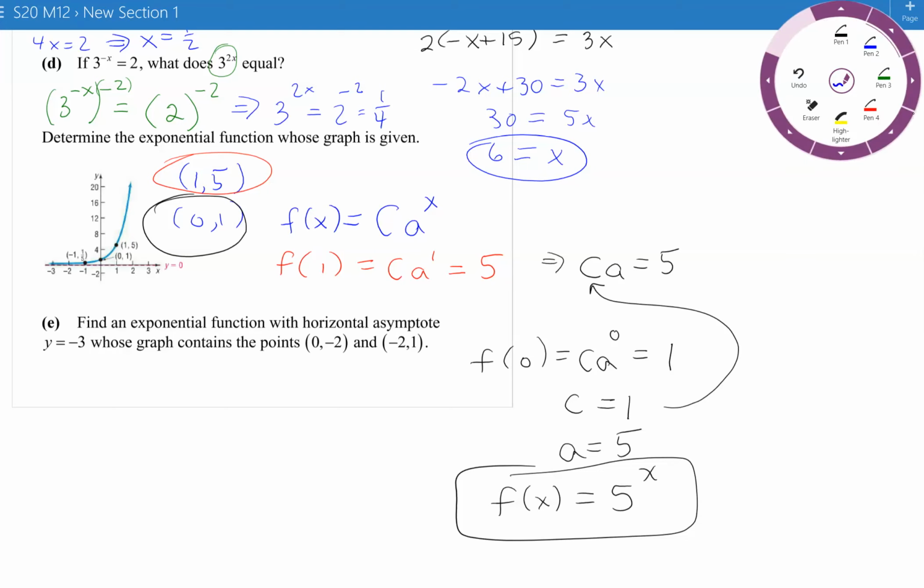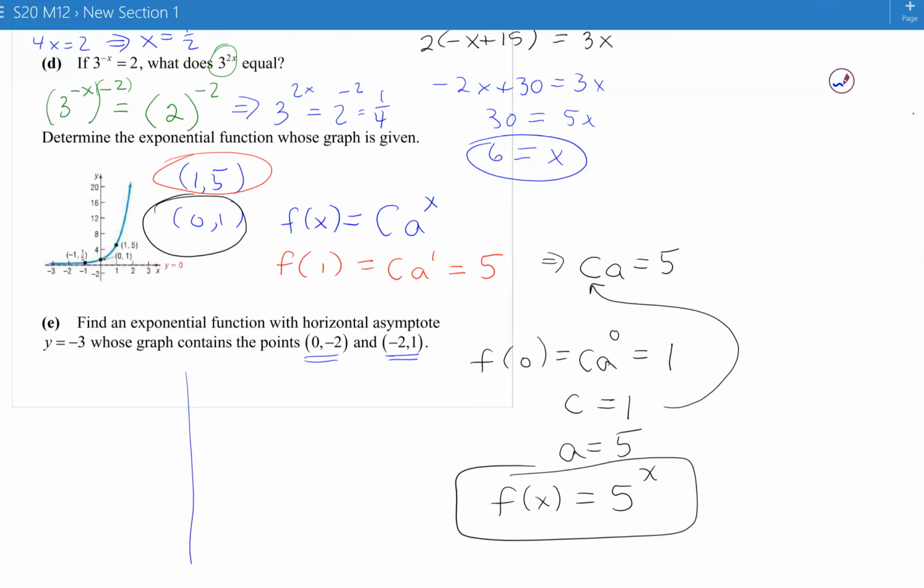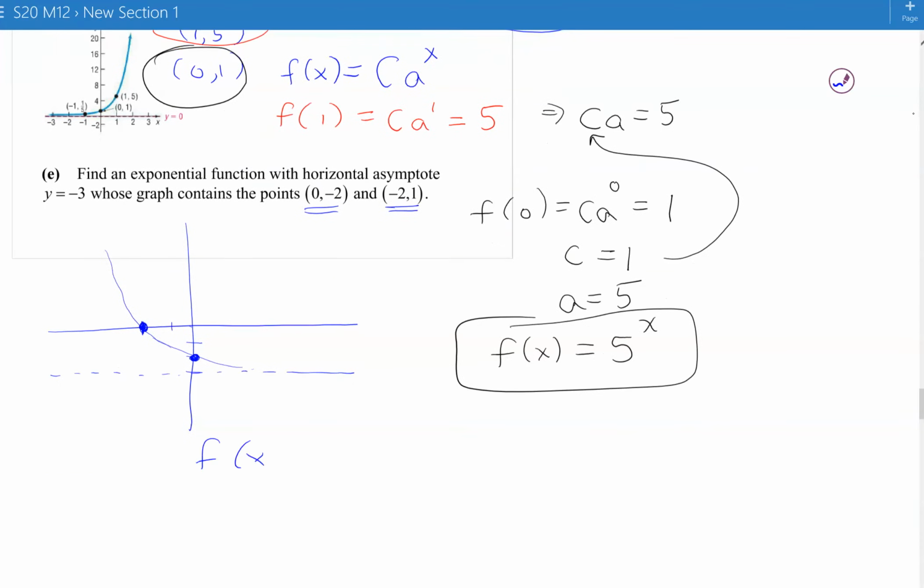Okay, and then the last one, again, we're given some points, but we need to think a little bit here. We're going to have a horizontal asymptote of y equals -3, have the point (0, -2), and the point (-2, 1). So I have to approach this horizontal asymptote. So I know my graph has to be going something like this. So it's clearly been shifted down 3. So I can start with f of x equals c a to the x minus 3.